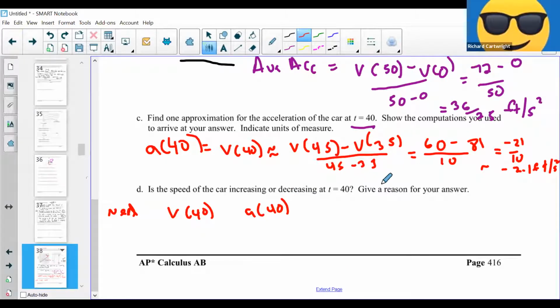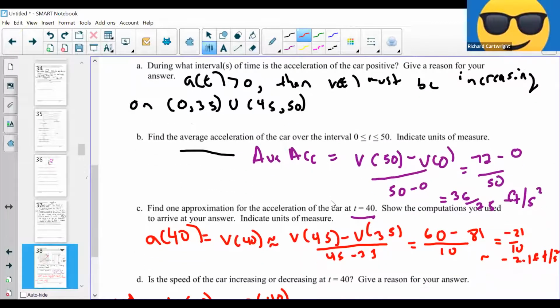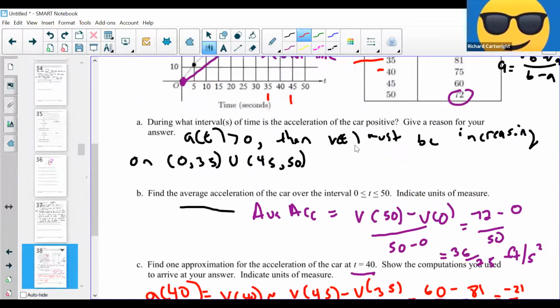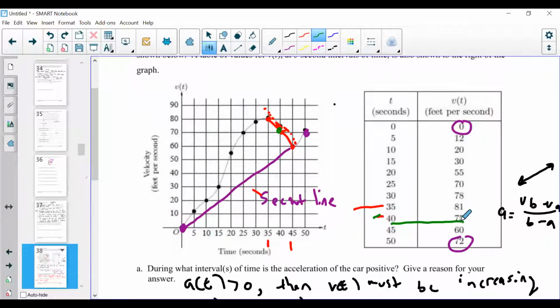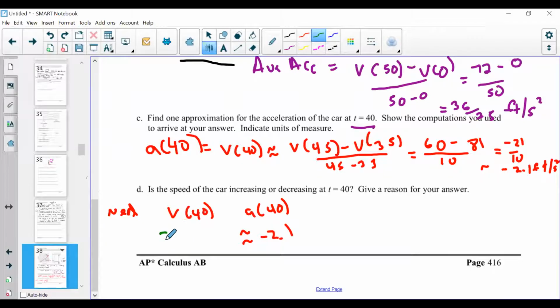So did I do a of 40 somewhere? I did an approximation right here, approximately negative 2.1. That's my scratch note. Did I do v of 40 anywhere? They never asked me to do v of 40. So I've got to figure it out. Do I have it in the table? Or is it on the graph? What's v of 40? Oh, it's 75. That's why he didn't have me do it. It's in the table. 75.